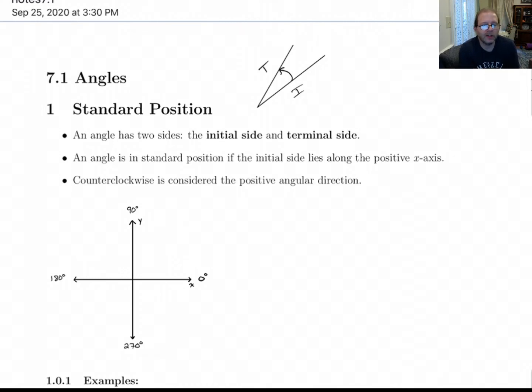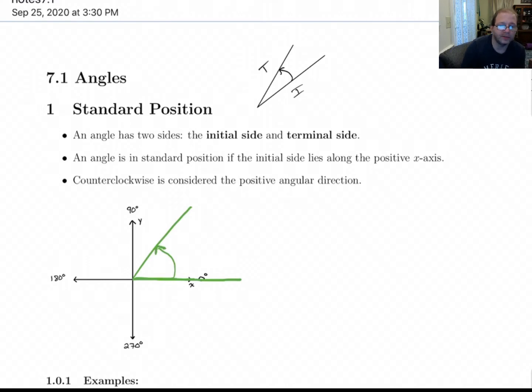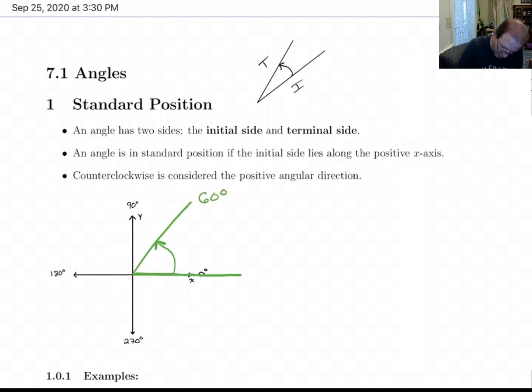And when we put an angle in standard position, what it means is we put the initial side along the positive x-axis, so like across here. And then the terminal side would be somewhere else. And we think of this as being positive if we're going counterclockwise. So this angle, I'm just kind of eyeballing it, it looks like it might be a 60-degree angle, roughly. And so we'd call that positive 60 degrees.